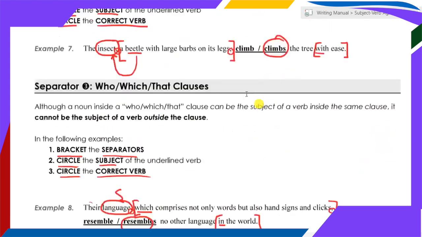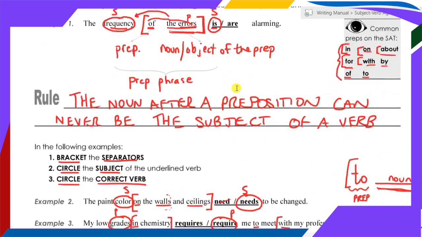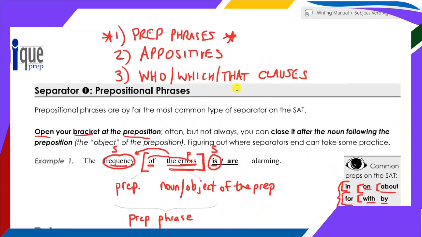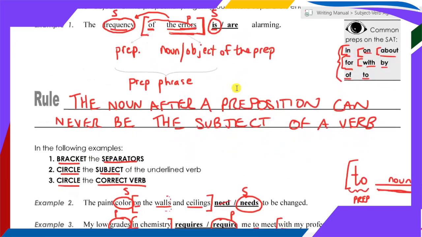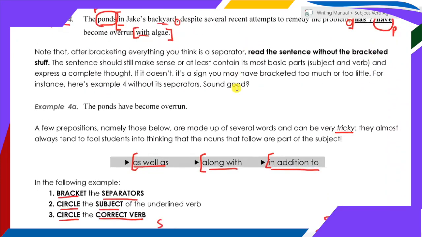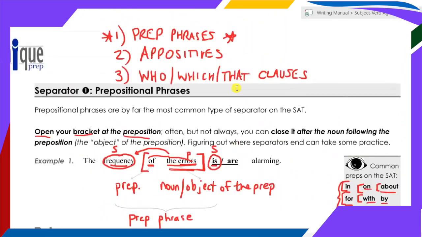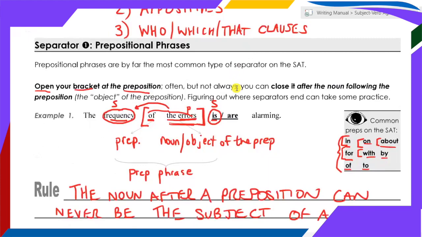Those are your separators. Once again, remember 3 separators: prepositional phrases, appositives, who, which, that clauses. You need to make sure that you can spot those things. You always start your bracket at the preposition or at the first comma if you're dealing with an appositive, or at the who, which, or that word itself.